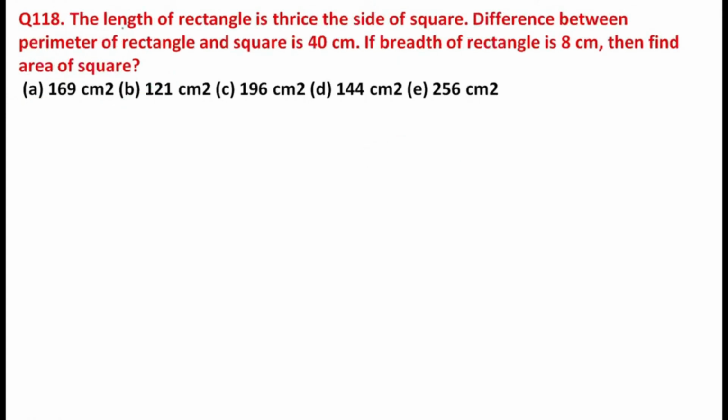The length of the rectangle is thrice the side of a square. The difference between the perimeter of the rectangle and the square is 40 centimeters. The breadth of the rectangle is 8 centimeters. Then find the area of the square. Guys, you just try this question and post your answer in the comment section. It's easy for you if you know the formulas of area and perimeter of rectangle and square, you can easily crack this question.